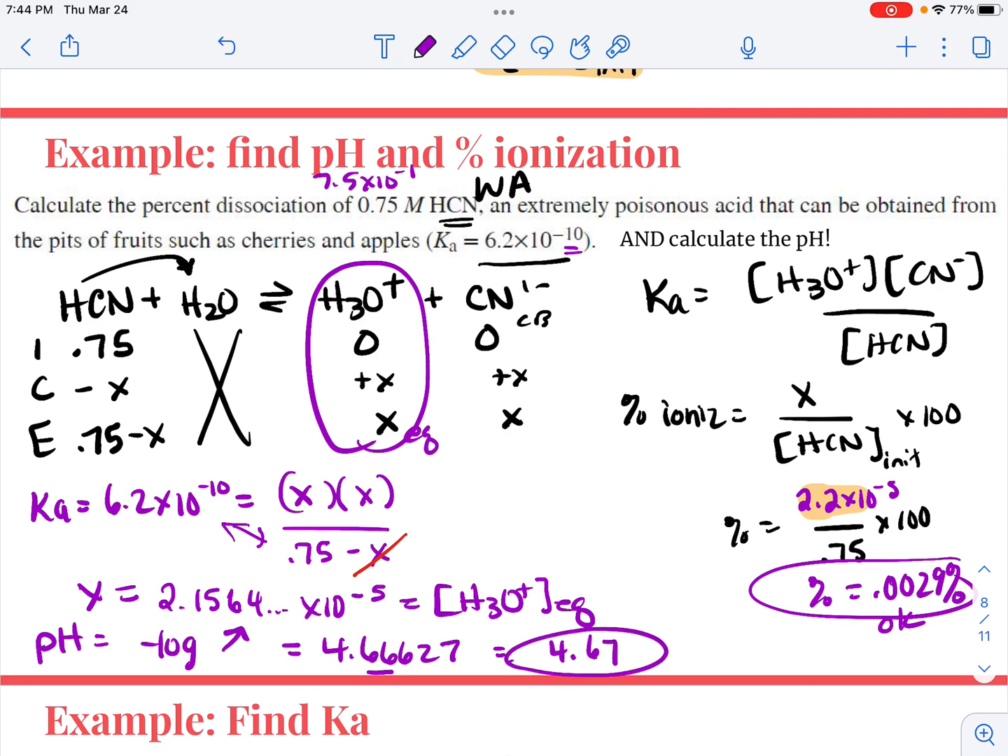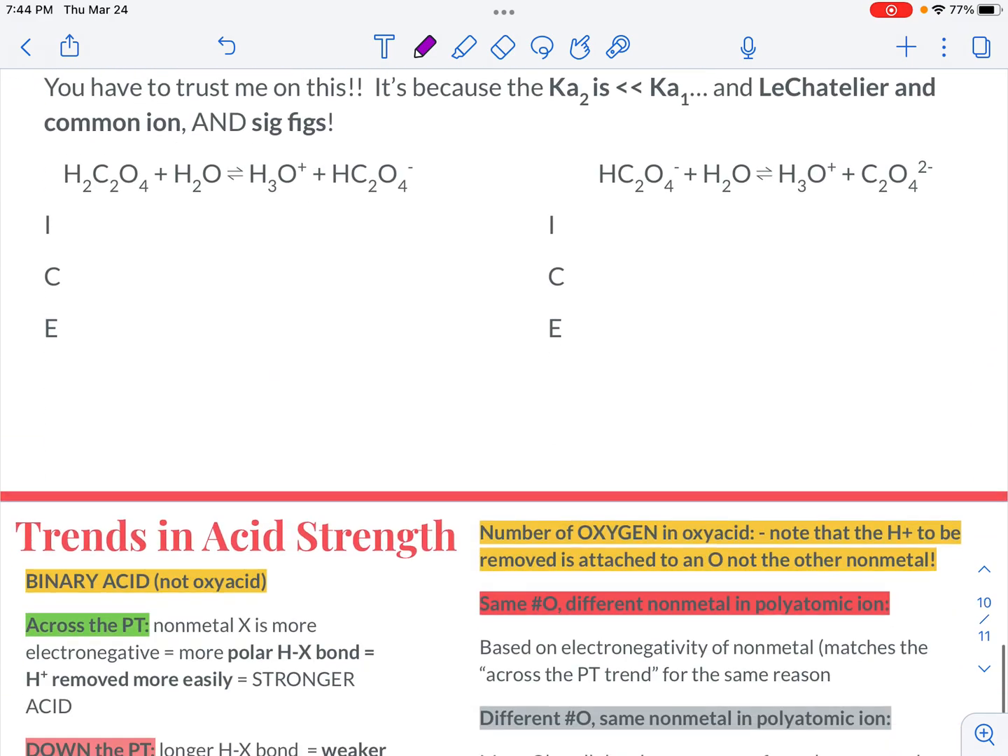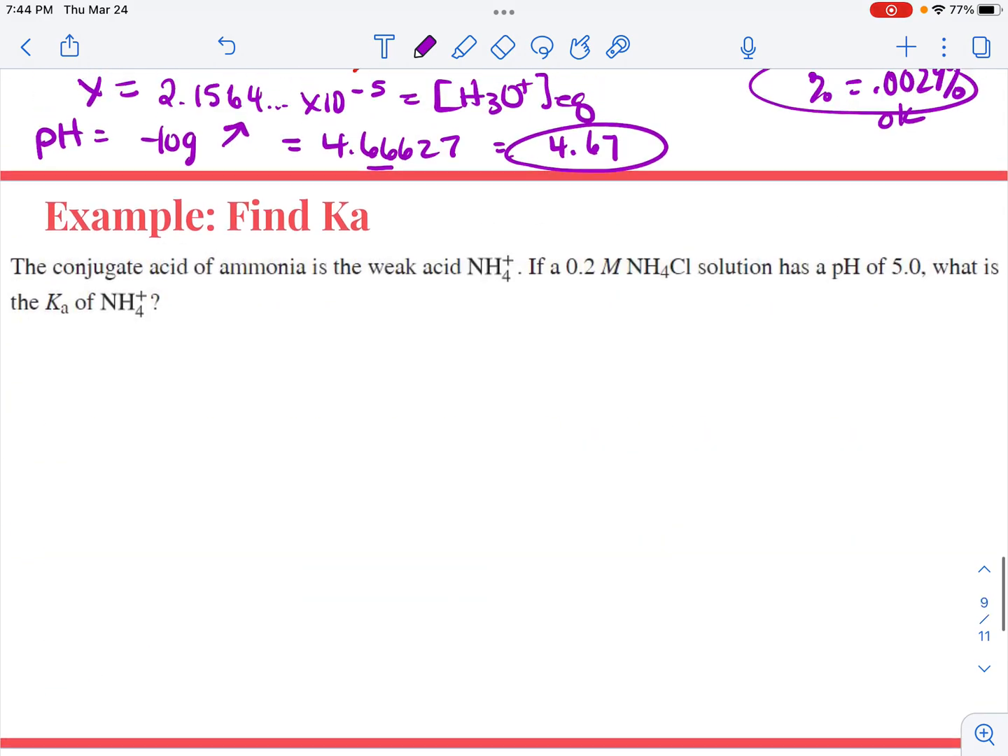Okay, all right, let's try another one, and then I know this is going to be a long lecture. I have a few other things I need to talk about with you. So in this example, we're going the other direction. We're going to find Ka.